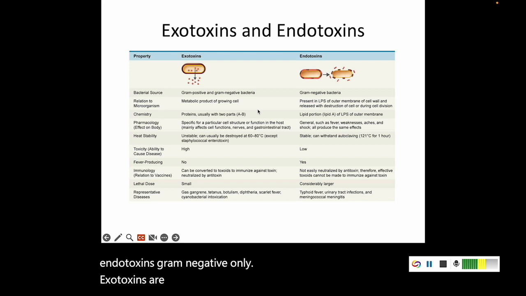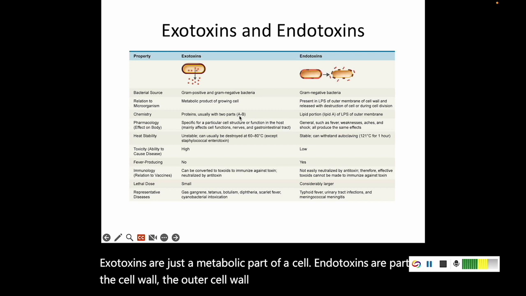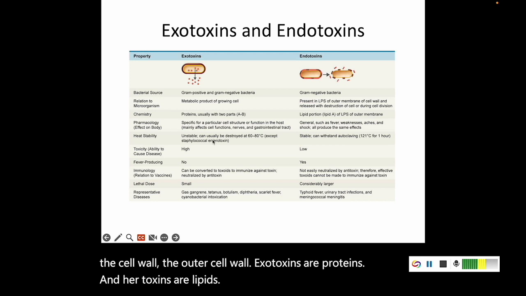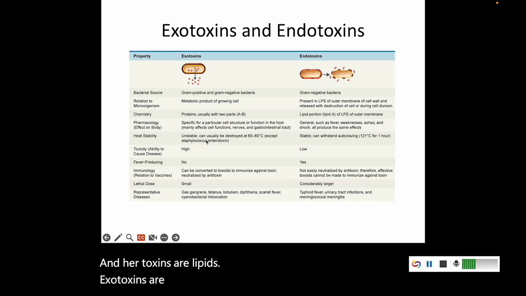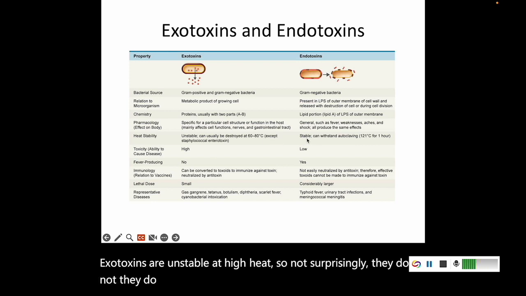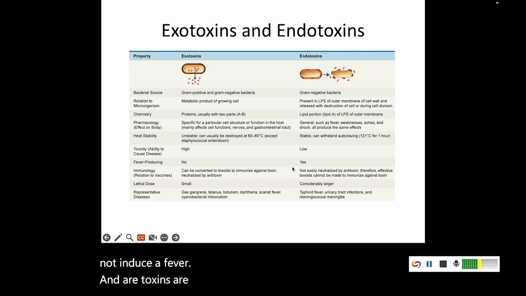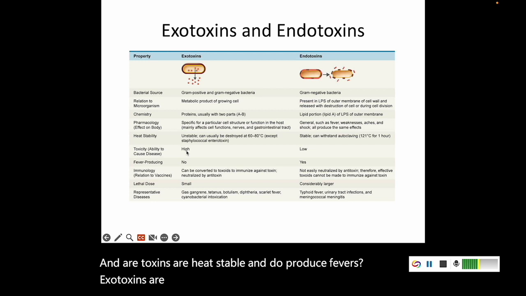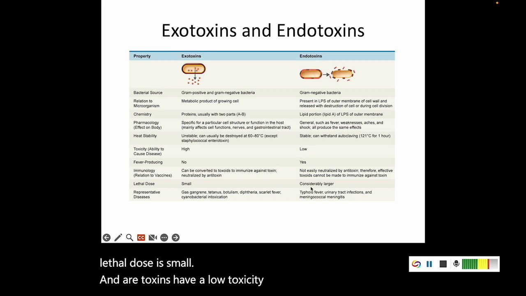Exotoxins are just a metabolic part of a cell. Endotoxins are part of the cell wall, the outer cell wall. Exotoxins are proteins. Endotoxins are lipids. Exotoxins are unstable at high heat, so not surprisingly, they do not induce a fever. Endotoxins are heat stable and do produce fevers. Exotoxins are very toxic. That means it takes only a little bit, so the lethal dose is small. Endotoxins have a low toxicity, so the lethal dose is very much larger.